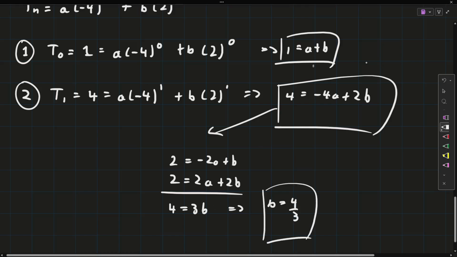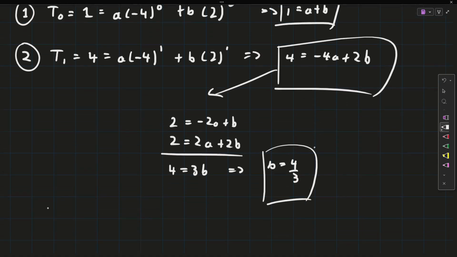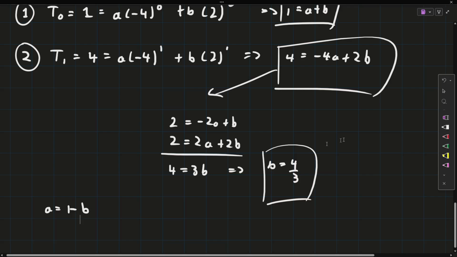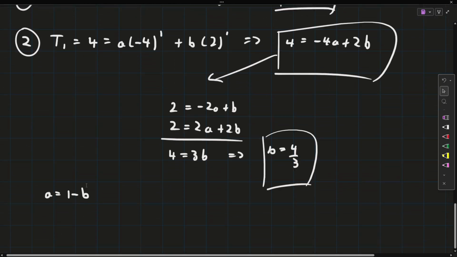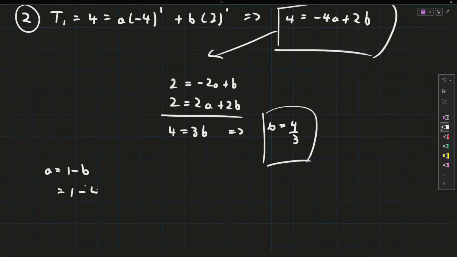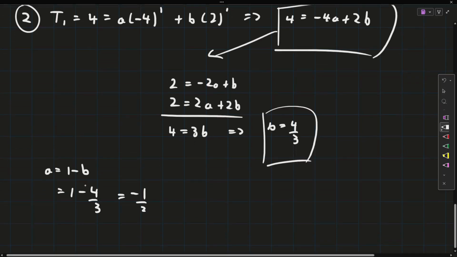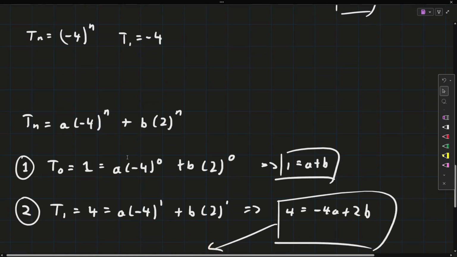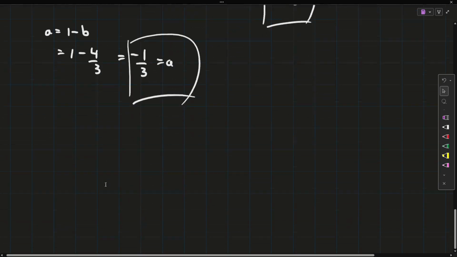Cool. So what's a going to be? Well, we know that 1 is equal to a plus b, so we can say that a is equal to 1 minus b. That's just rearranging this equation up here. So then a will be 1 minus 4 over 3, which will be minus a third. Perfect. So now we know what our final solution is. So again, this is our solution.